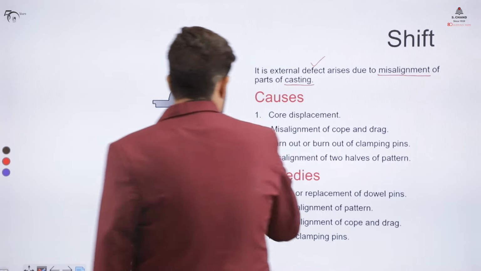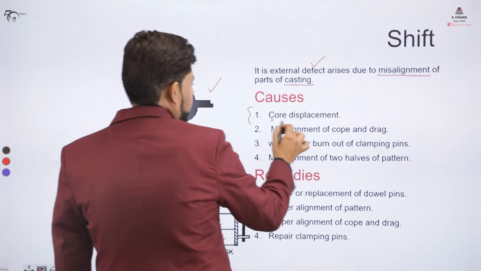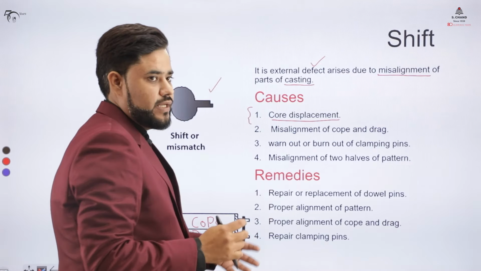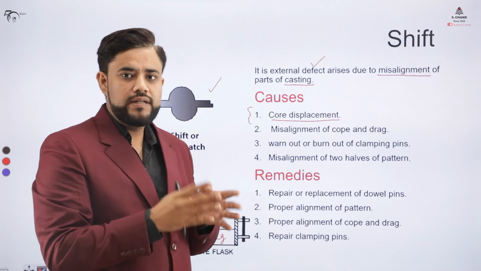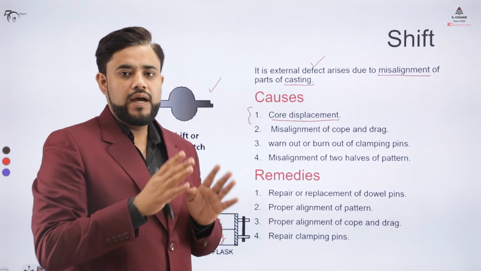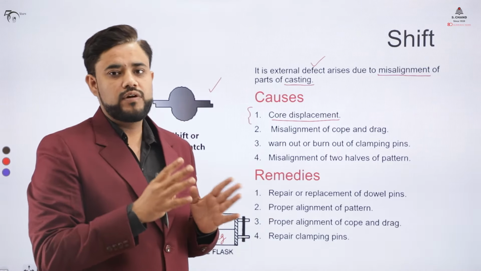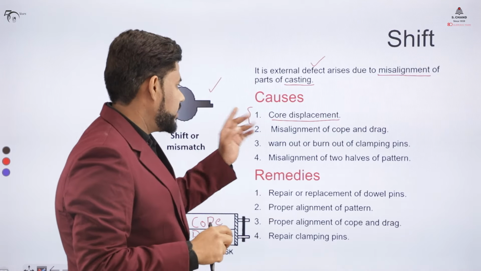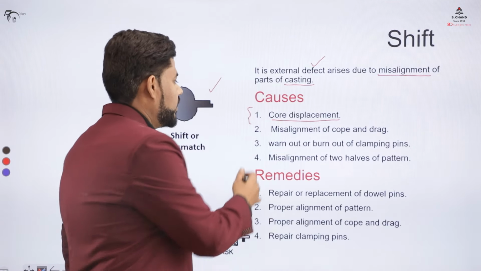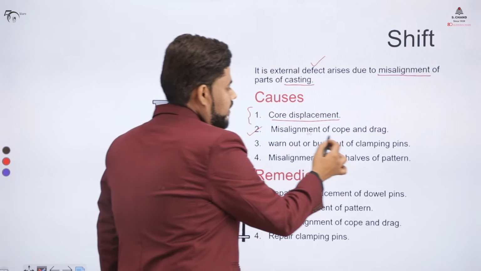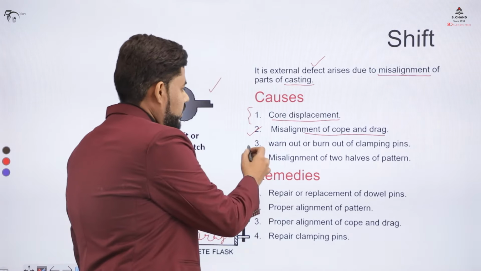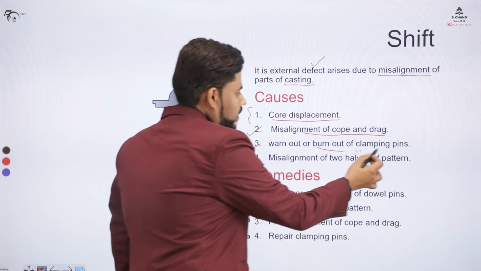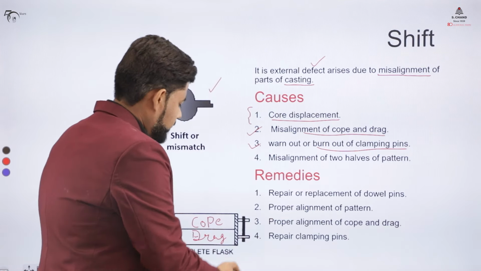So probable causes would be, there is a case of core displacement. Maybe we have placed a core inside the cavity and the core is displaced from its location. So for that reason, this shift can occur. Or, as I have told you, there can be a misalignment of the cope and drag part.